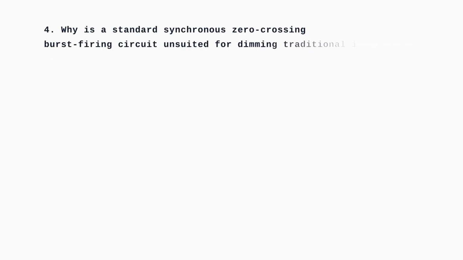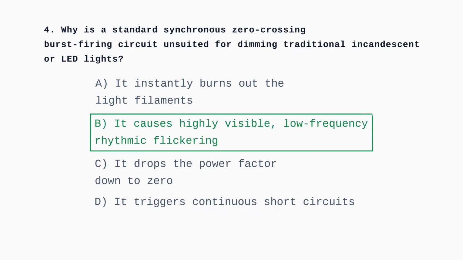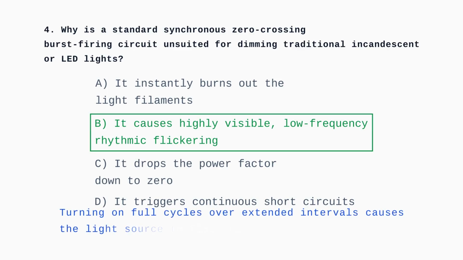Question 4. Why is a standard synchronous zero-crossing burst firing circuit unsuited for dimming traditional incandescent or LED lights? Because entire multi-cycle blocks are skipped to modulate power, the long gaps cause light bulbs to flash and pulse with an annoying, highly visible low-frequency flicker.